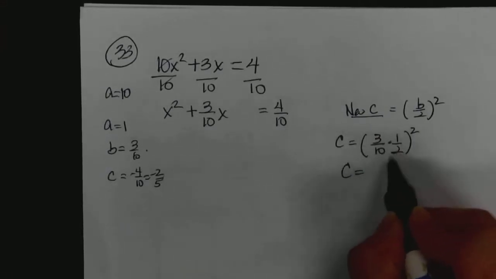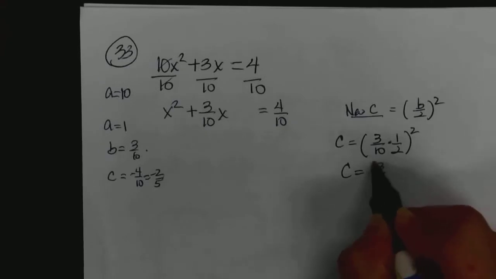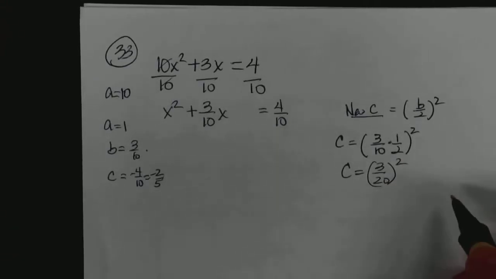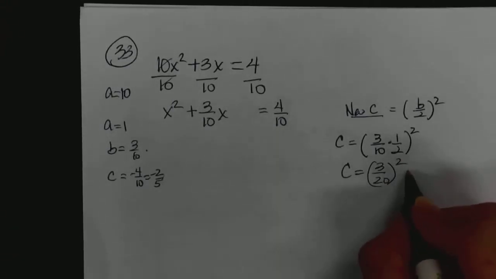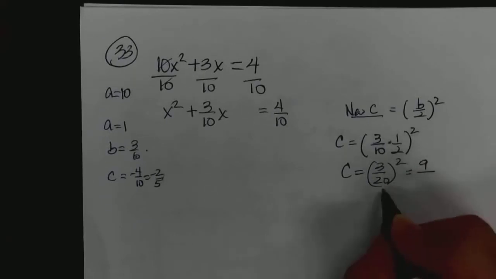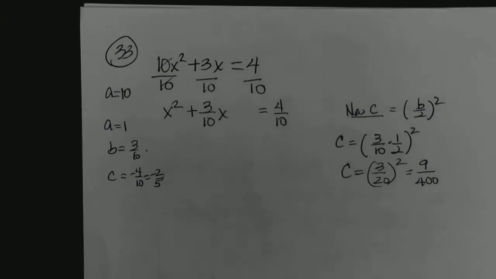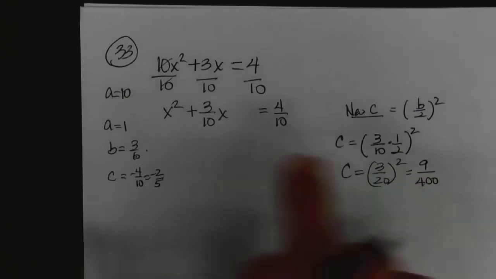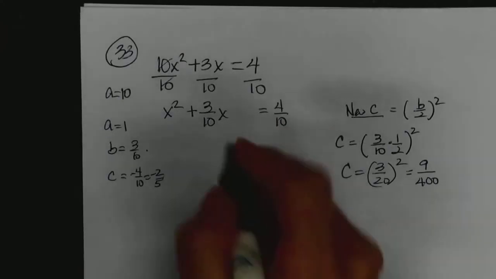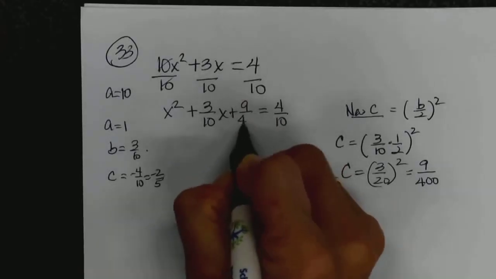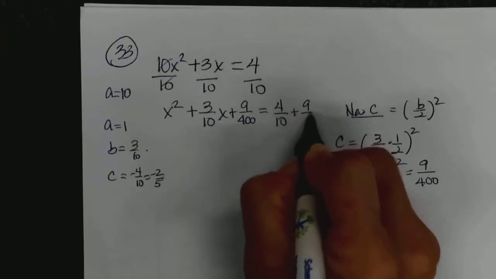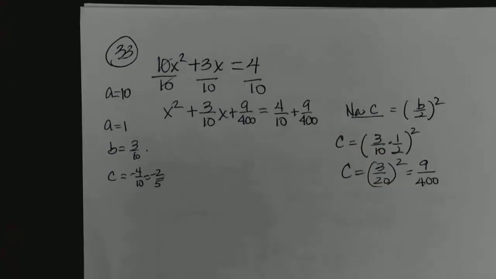So if you notice, you multiply straight across, I get 3 over 20 squared. And what's 3 squared? 9. And what's 20 squared? 400. That is my new c. Okay, so now once we find our new c, we add it to both sides, right? So I'm going to add 9 over 400 plus 9 over 400.